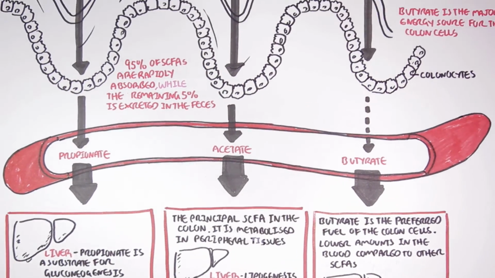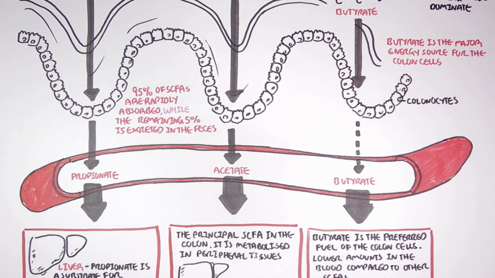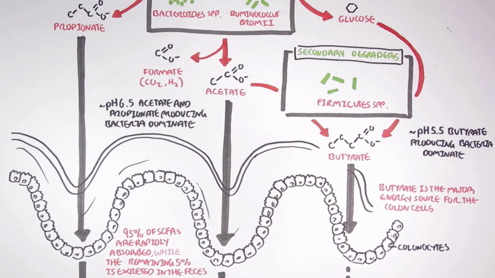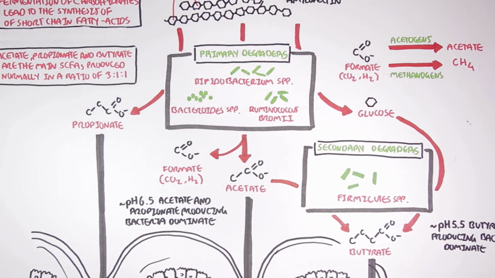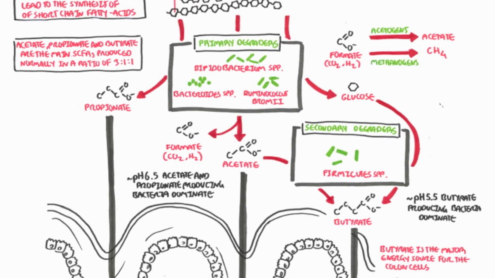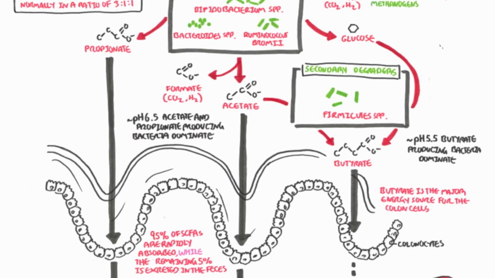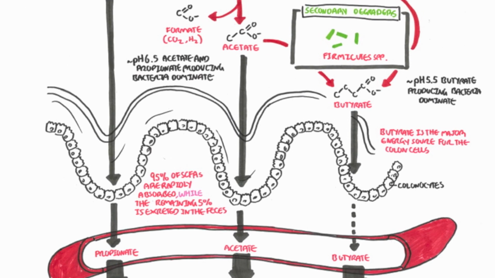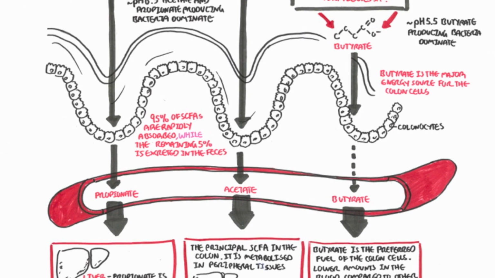And that concludes this video. We looked at starch fermentation and how fermentation of resistant starch by bacteria produces short-chain fatty acids such as acetate, propionate, and butyrate, all of which have many effects on human health and disease.